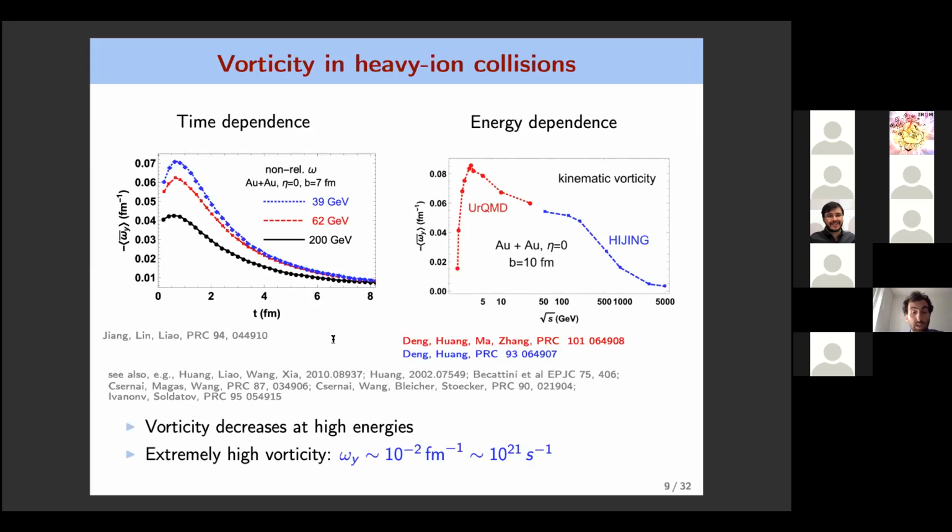So we need to somehow find a good spot in the center of mass energy range, such that we can observe some effect related to vorticity. So the vorticity has to be high enough. And some estimates show that around a center of mass energy of 5 to 10 GeV, the vorticity can actually be very high, of the order of 10^21 seconds^-1.